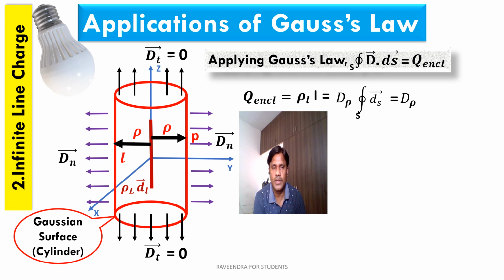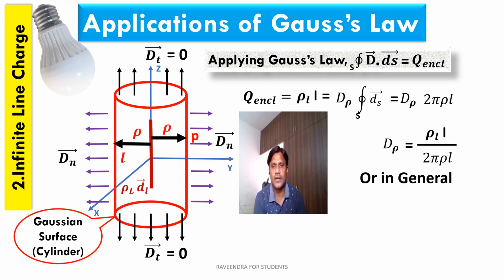So without evaluating the integral, the value is nothing but the surface area of the cylinder. So what is the surface area of the cylinder having a length of L and a radius of rho? Here rho will become the radius of the cylinder also. It is 2 pi rho L. Yes or no? Then from this we can write D rho equals Q enclosed, that is rho L into L divided by 2 pi rho L.